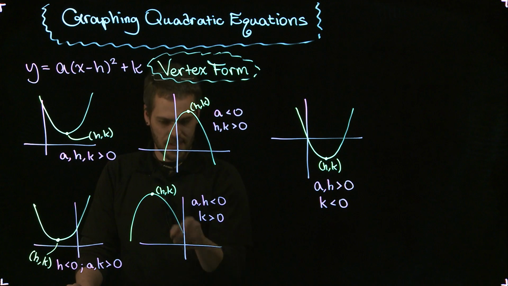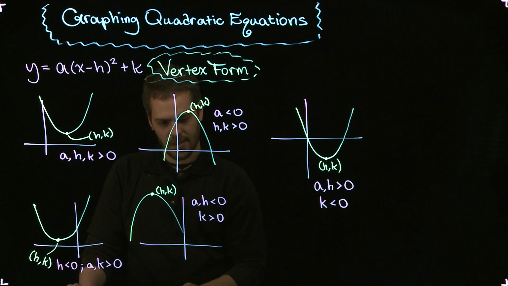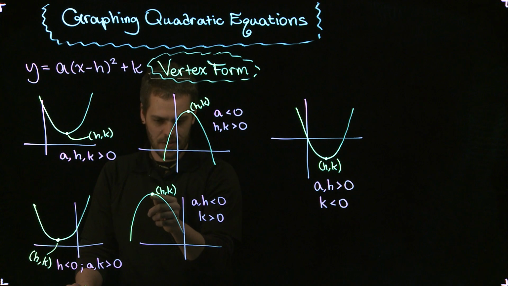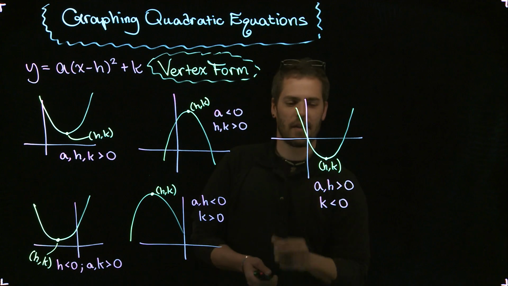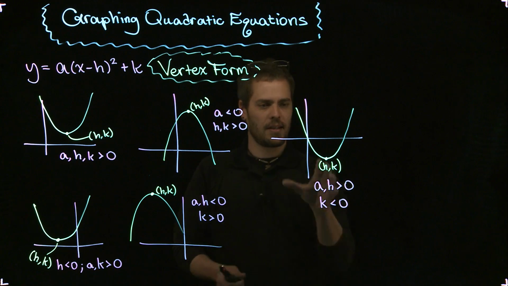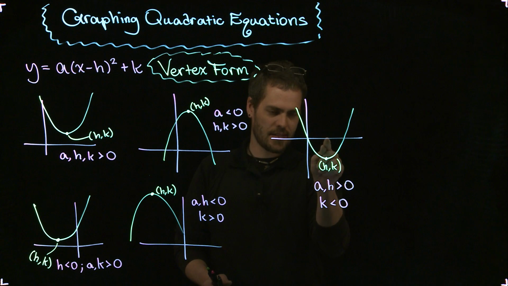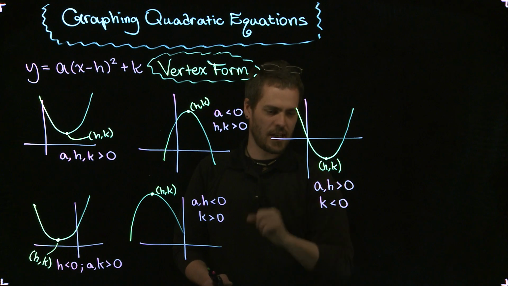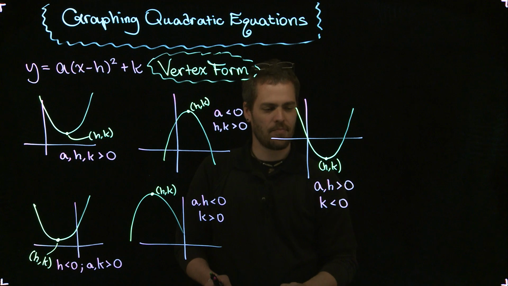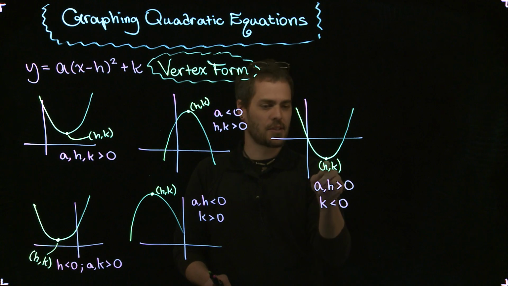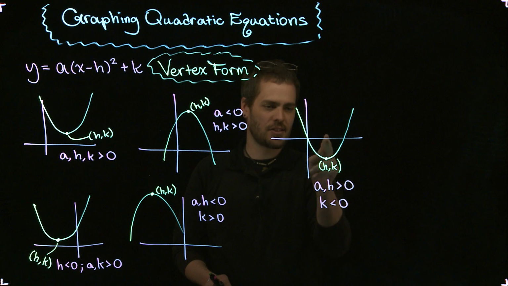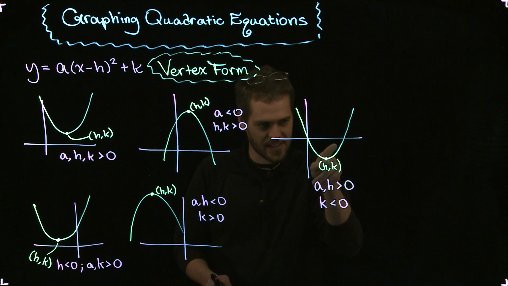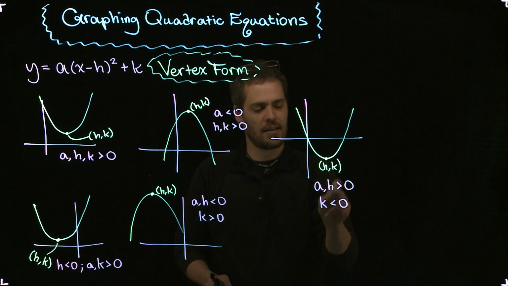Here the curve is going downward, or it's a sad face. So I can say right away that a must be negative. This is a shift left and a shift up. That means h is negative and k is positive. On the last piece I have here, from the center, it's a shift right and a shift down. So h is positive and k is negative. a is positive because it's a happy face, and it's a shift right. It's a shift below the x-axis, which makes k negative.